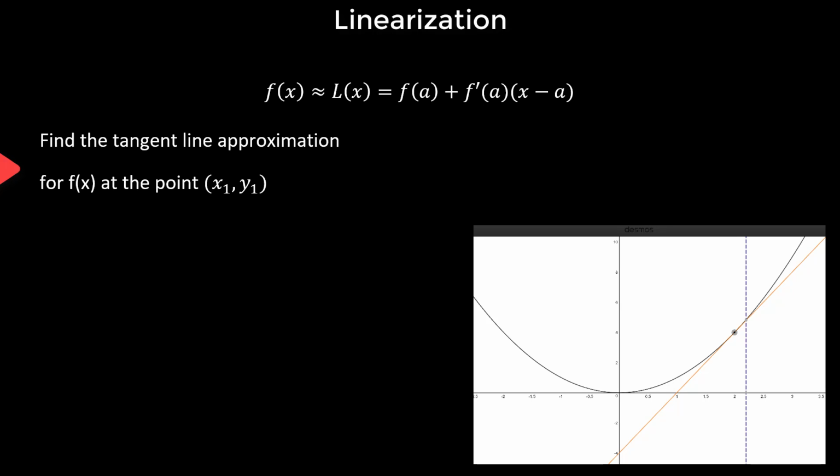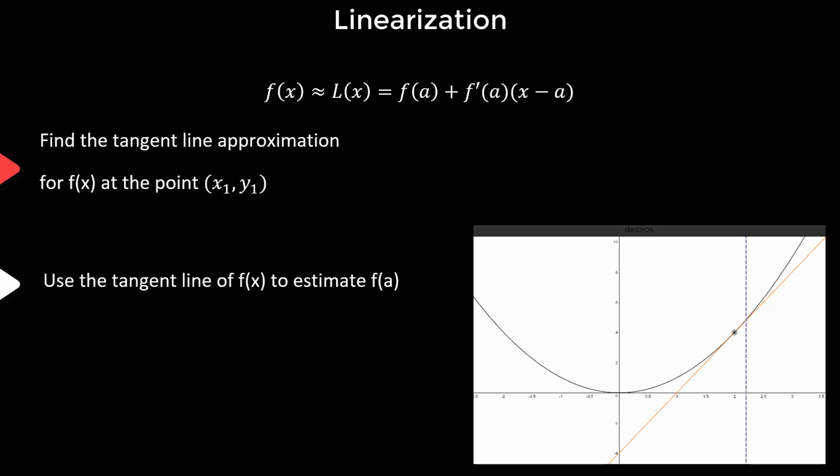Another question they could ask you is use the tangent line of some function, so let's say f of x equals x squared, to estimate the function evaluated at 2.2. And in this question, what you could do is use a nearby convenient point like x equals 2, use that tangent line, and use the approximation.